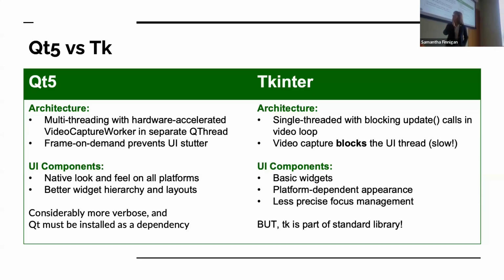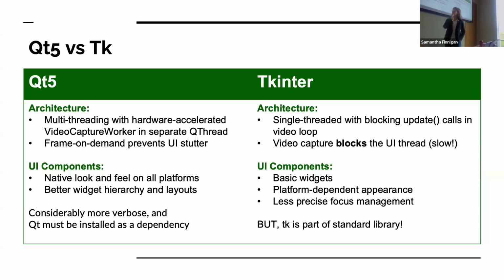So a little slide on the affordances of these couple of GUI toolkits that I was using. With Qt5, you get multi-threading and hardware accelerated video capture. That's cool. You can do frame request on demand, which gets rid of that whole UI stuttering issue. Whereas with tkinter, you can only do single-threaded on the main thread, and I was blocking the main loop with my update calls to the video, and that's why it was so slow. I only figured this out after I'd rewritten it, but I figured out why it was so slow.